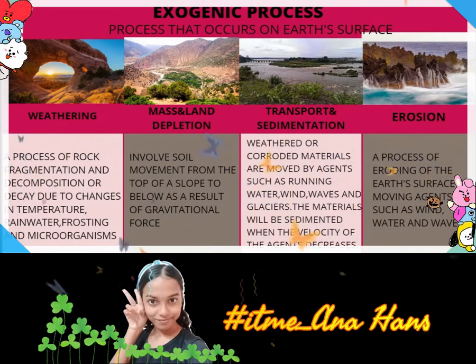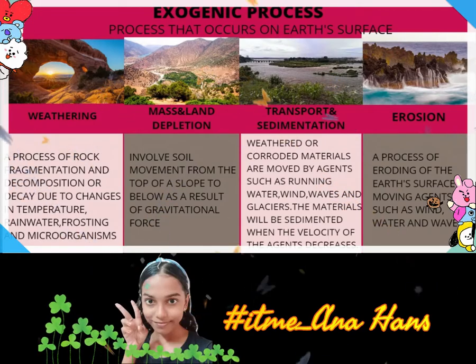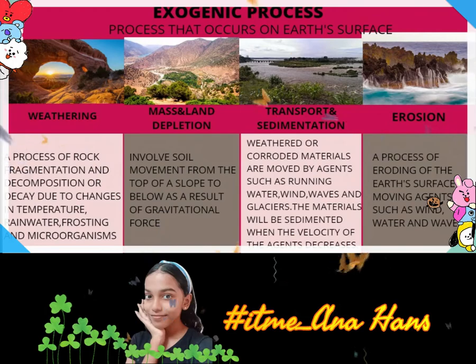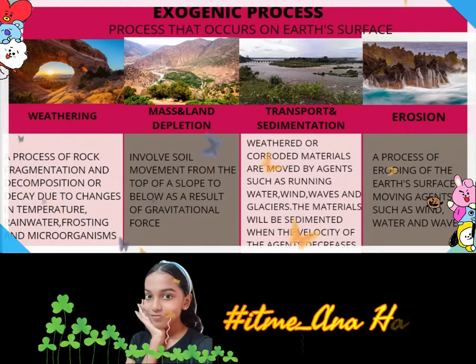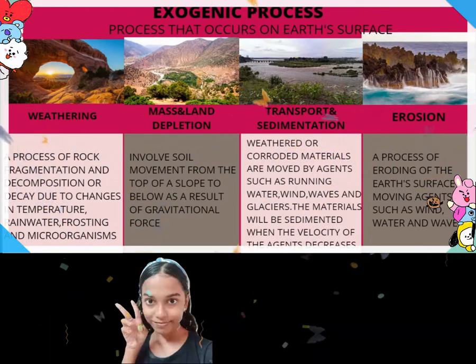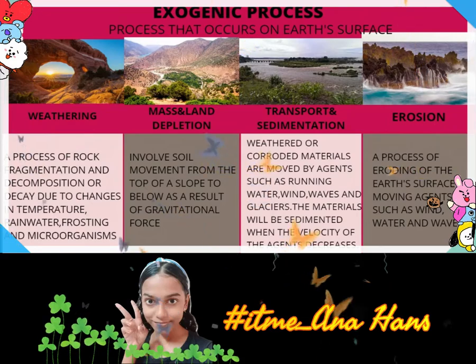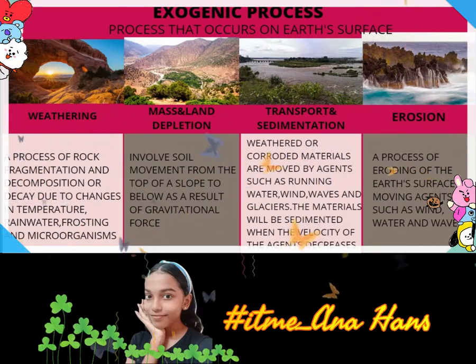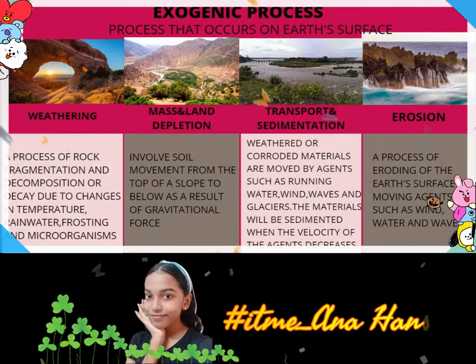Next, transport and sedimentation. Weather corroded materials are moved by agents such as running water, wind, waves, and glaciers. The material will be sedimented when the velocity of the agent decreases. For erosion, a process of eroding of the Earth's surface by moving agents such as wind, water, and waves. So let's proceed to endogenic process.